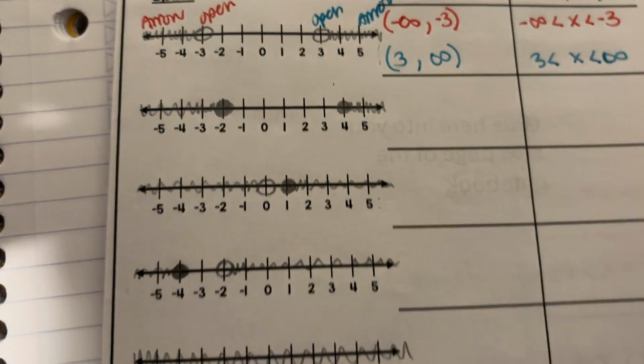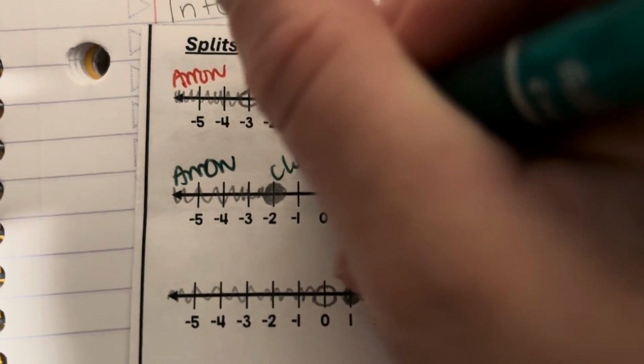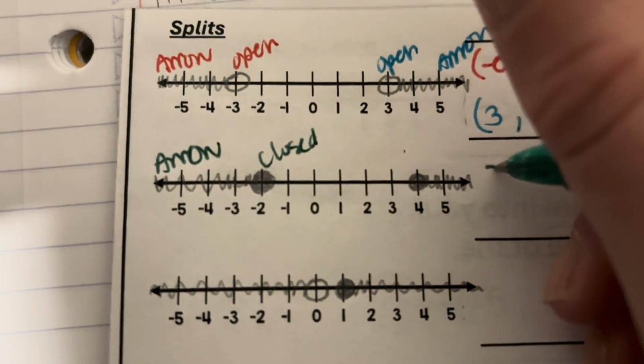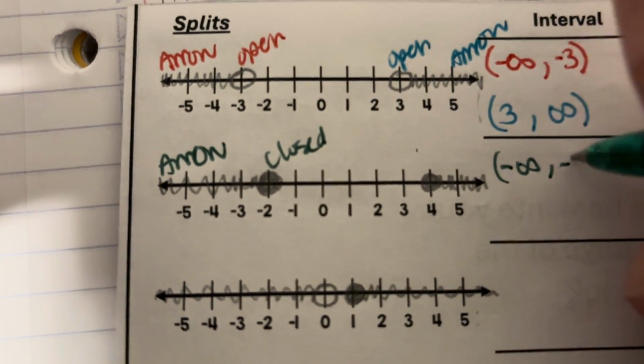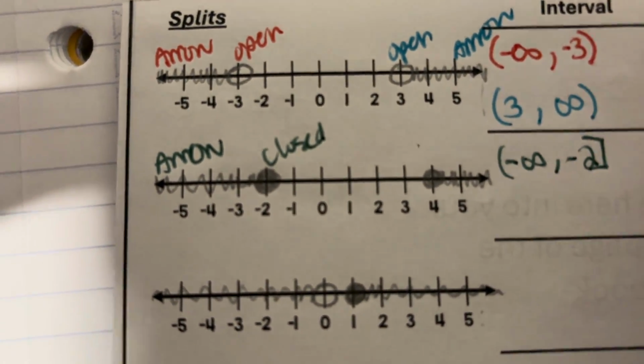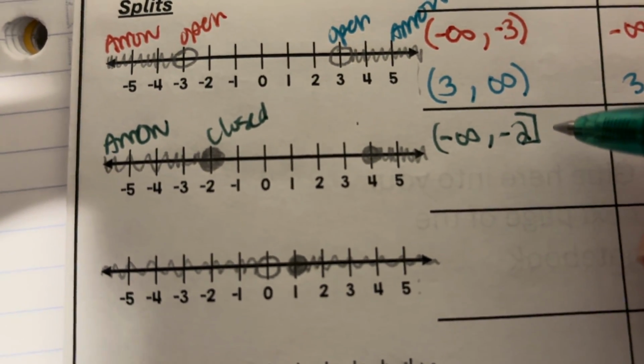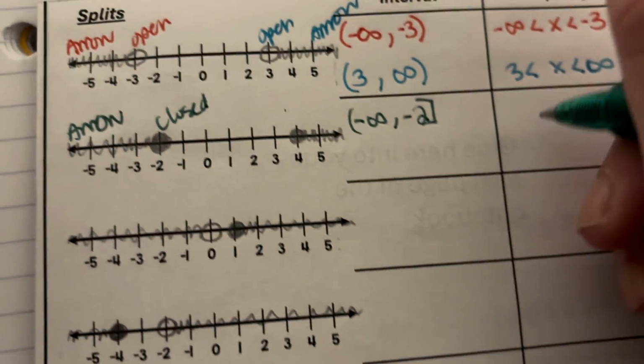This one, both of these are closed up, but they are not connected. They are split up. So we start with the arrow. We have a closed dot. So using this information, we are negative infinity to -2. This time it's a square bracket. Let's see how obviously square that is. So make sure yours is obviously square.